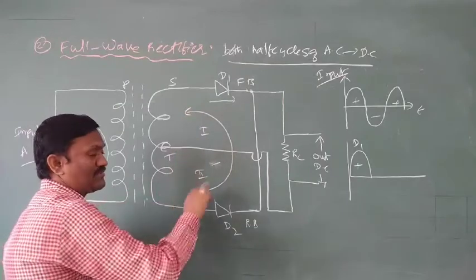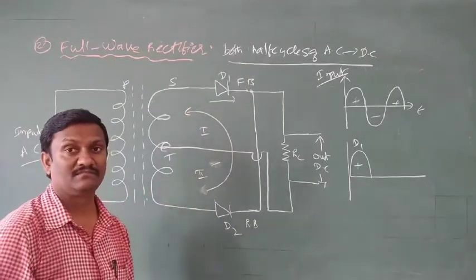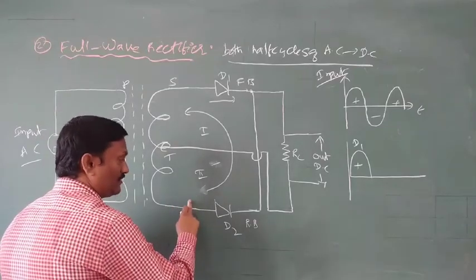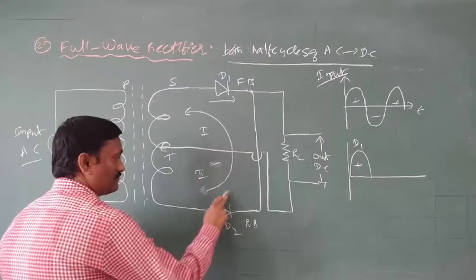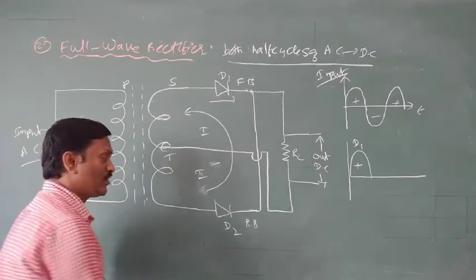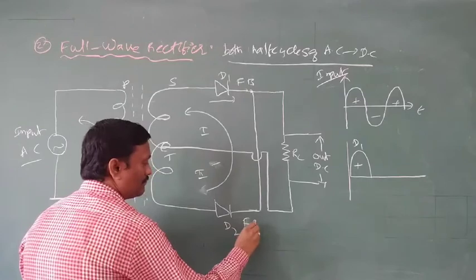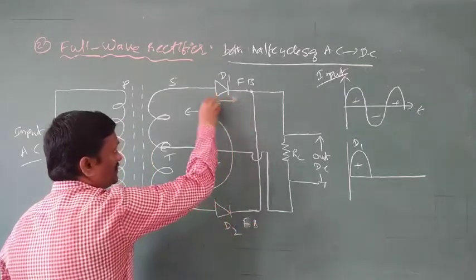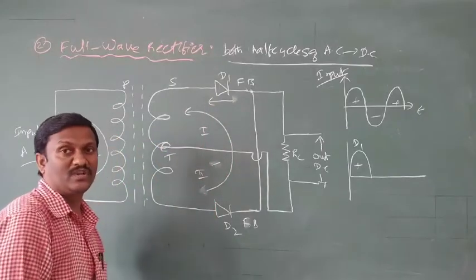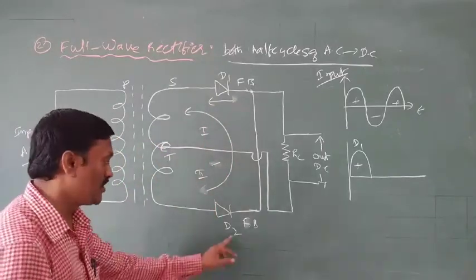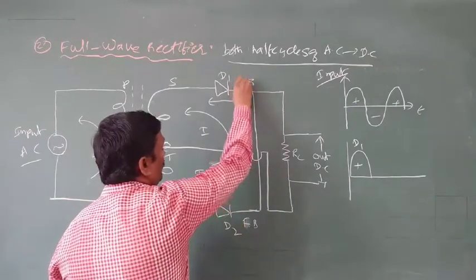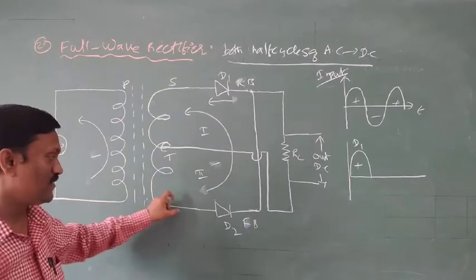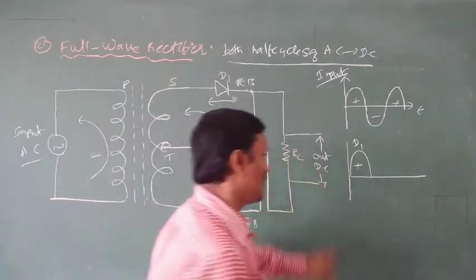During the negative half cycle, the anti-clockwise current is passing through diode 2 from P region to N region. So during negative half cycle rectification, diode 2 is forward bias. And the same negative current is passing through diode 1 from N region to P region. So during negative half cycle rectification, diode 2 is forward bias and diode 1 is reverse bias. That means maximum negative current is passing through diode 2 and appears across RL.